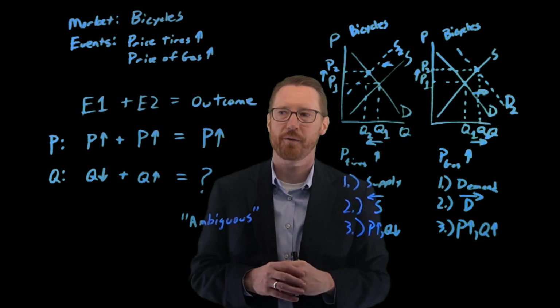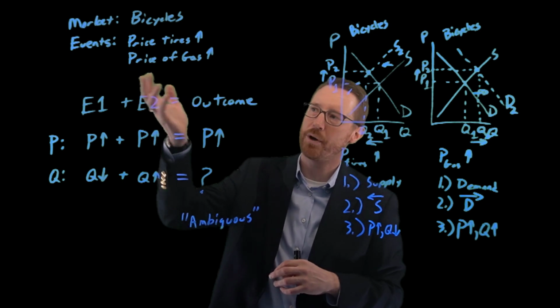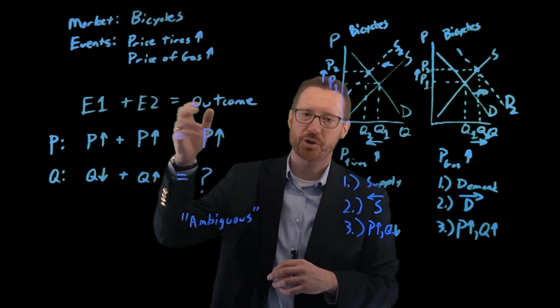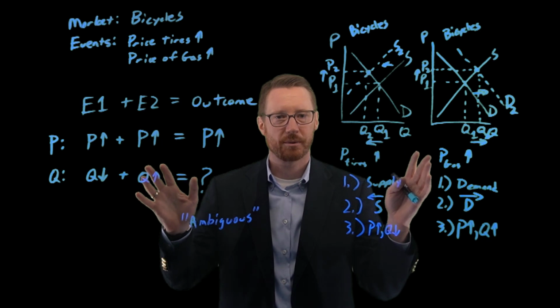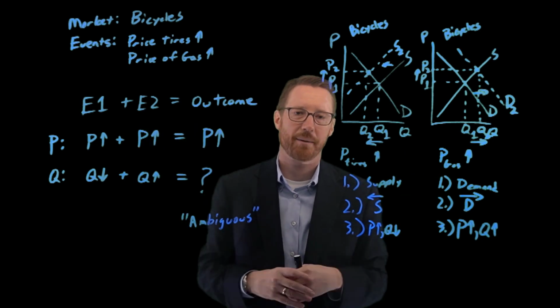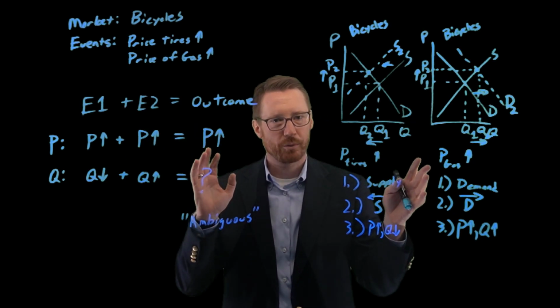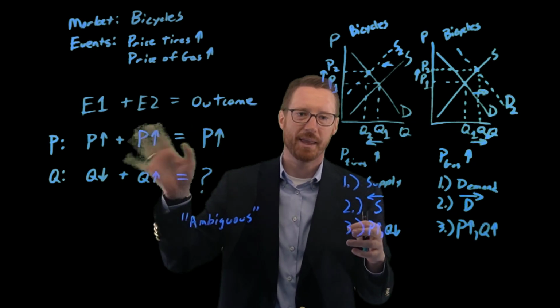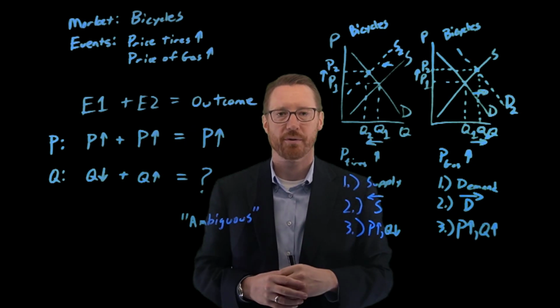Hopefully now you've got a good feel for how you can work through multiple events, multiple shocks in a market using our supply and demand diagram and our three-step process. Simply work through the process for each event and then add them up and see what your total effect is.